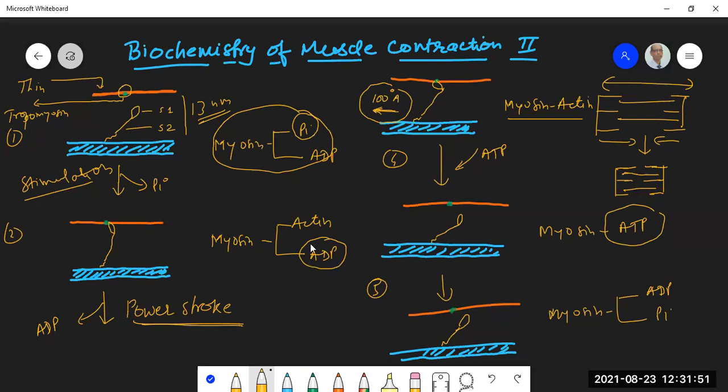This release results in a major conformational change in the S1 head with respect to its orientation, its position with this thin filament. So you can see the position here and the position here. What is the difference? It pulls the thin filaments towards the center of the sarcomere by a distance of 100 angstrom. Because of the conformational change, it pulls it in this direction, towards the center of the sarcomere.